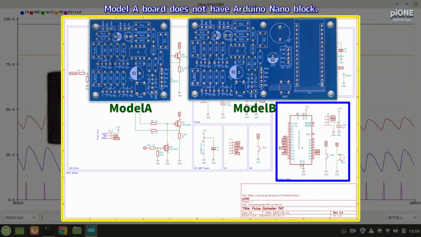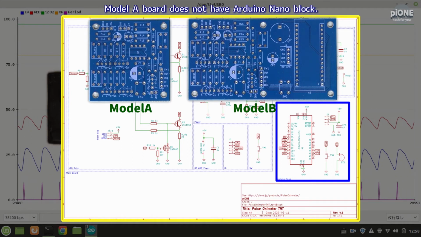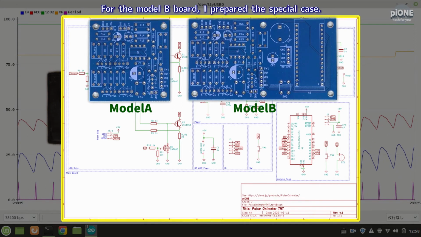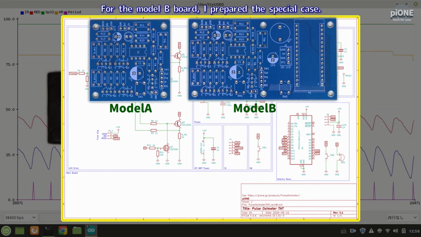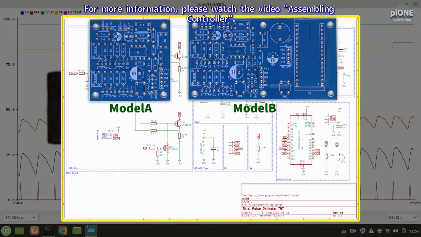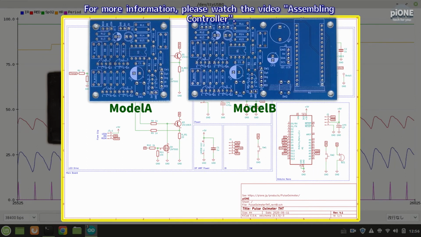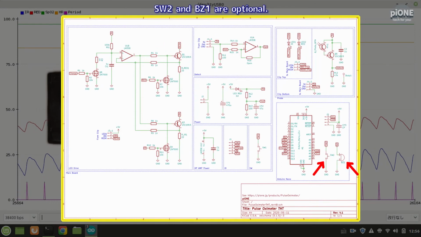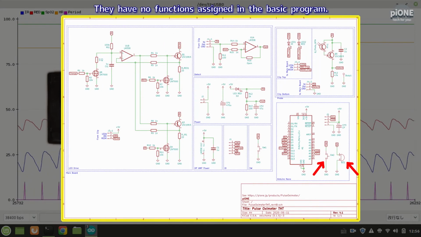Model A board does not have the Arduino Nano block. Please wire them individually. I recommend it if you want to design the case yourself or use a microcontroller which is not Arduino Nano. For the Model B board, I prepared a special case. For more information, please watch the video assembling controller. SW2 and BZ1 are optional. They have no functions assigned in the basic program.